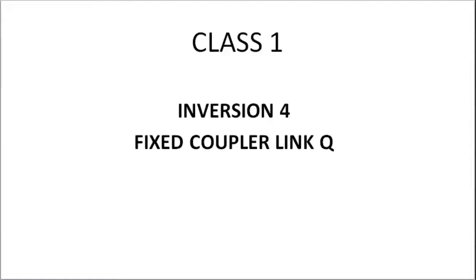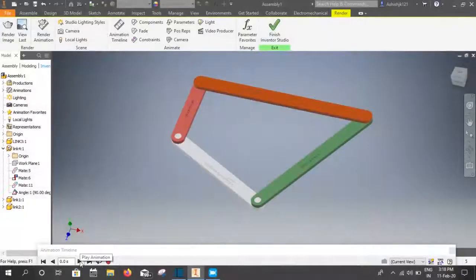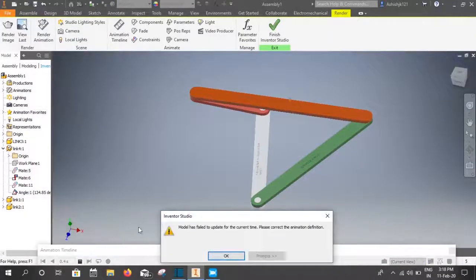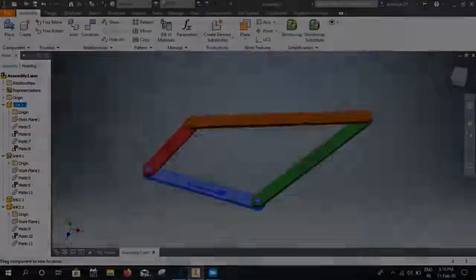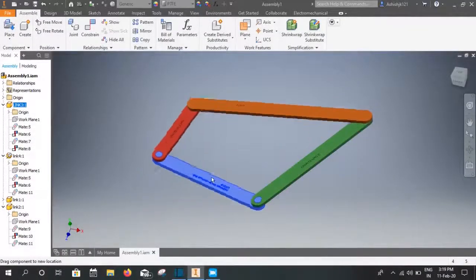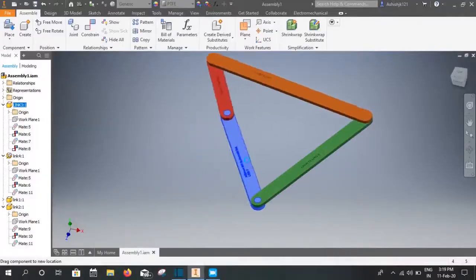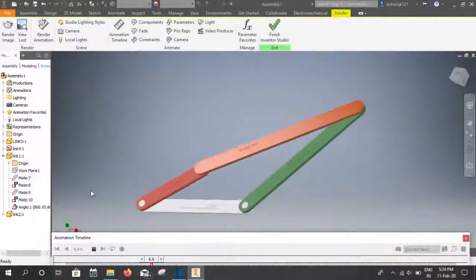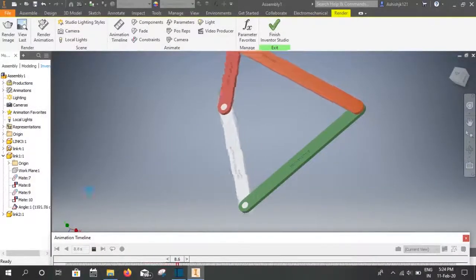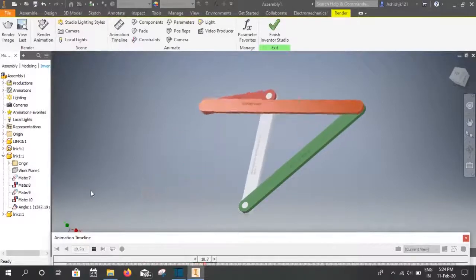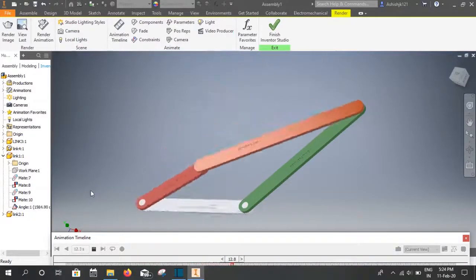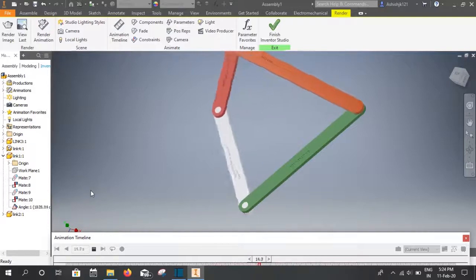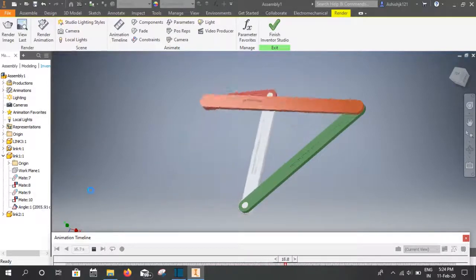Inversion 4 is obtained by fixing the coupler link Q. This results in both links adjacent to the coupler performing the motion of a double rocker mechanism. It is not necessary that the inputs are given to the link near the fixed link. You can give it to any link. If we give the input pure rotation to the shortest link, this results in the motion of double rocker to be viewed properly.